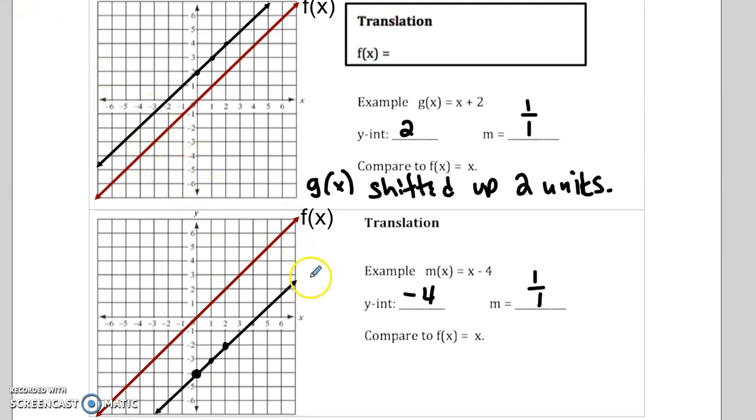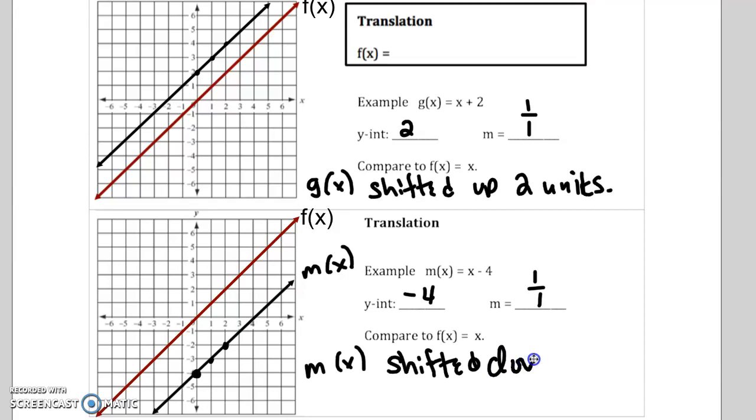Now, I'm going to go ahead and label this. I forgot on the other one. It's good to label your lines so you know who is who, because this is f of x, our parent function, and this is m of x. And we notice if we just take this line, same slope, parallel lines, and we are shifting exactly down 4 units. And that's what we're going to say for a comparison. What happened? M of x shifted. Direction is down 4 units.